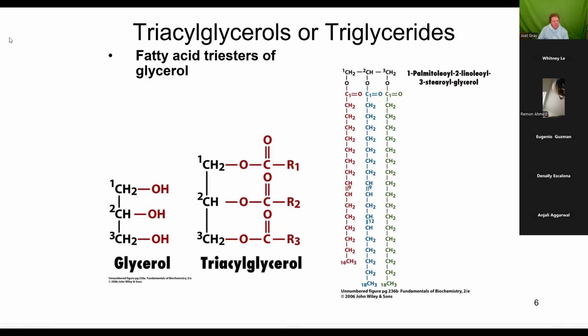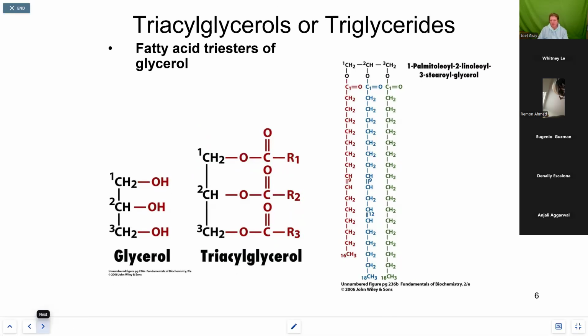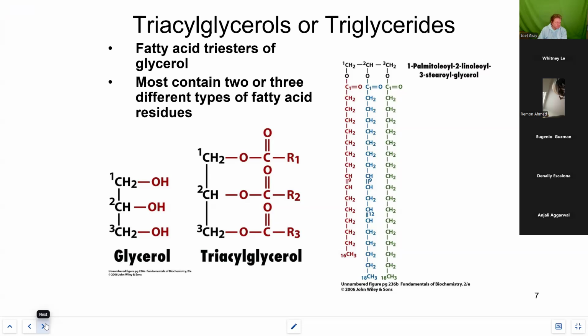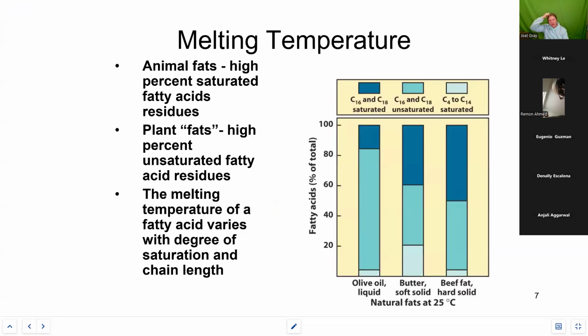Now, those triacylglycerols can vary a little bit in terms of the length of the fatty acid chains, but think about a triacylglycerol as having 3 times the energy as a free fatty acid because it's carrying 3 fatty acids. Most of them are going to contain 2 or 3 different types of fatty acid residues, and types being lengths as well as saturated or unsaturated. Now, melting temperature for fats.